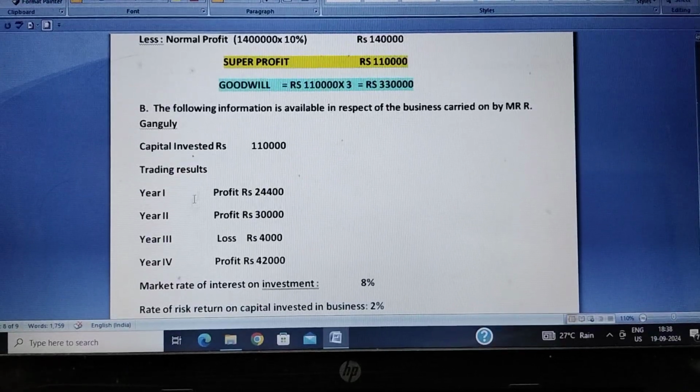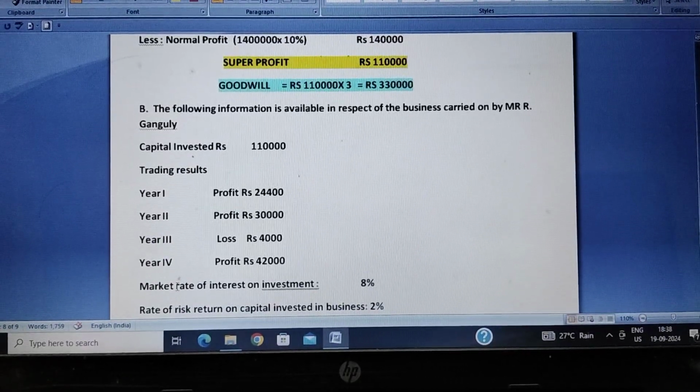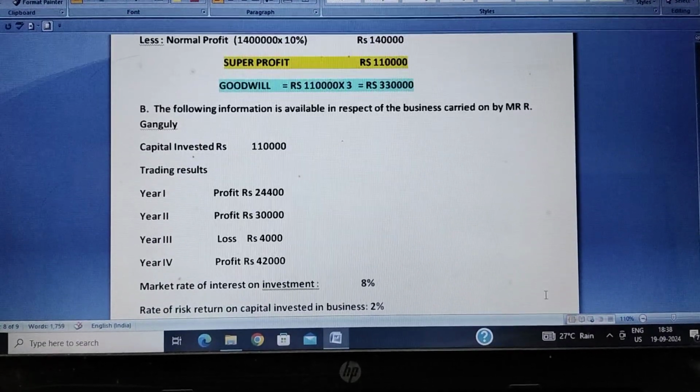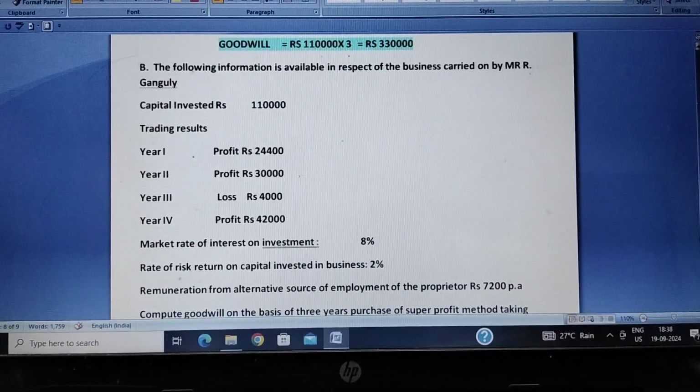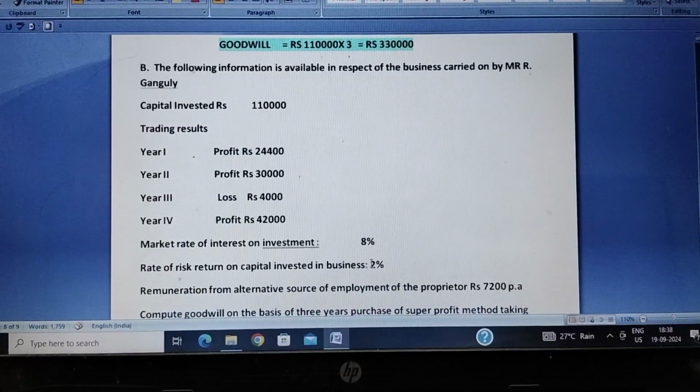We are not given adjusted profit. We have to find out adjusted profit. And market rate of interest is also given. Market rate of interest invest is 8% and rate of risk of return capital invest is 2%. So if we add these two, we'll get the normal rate of return.